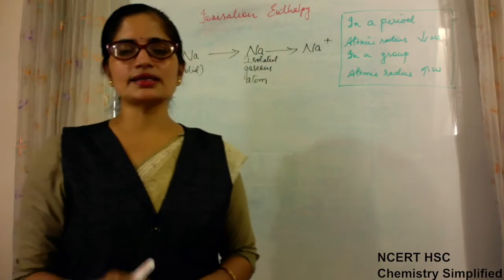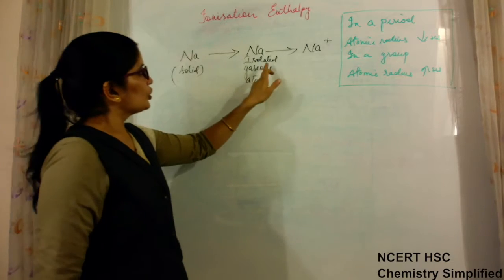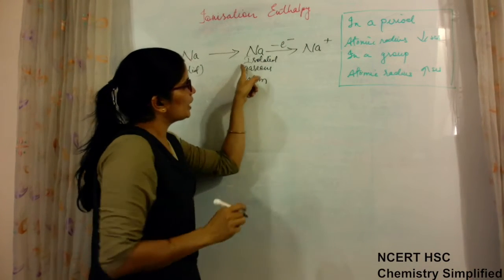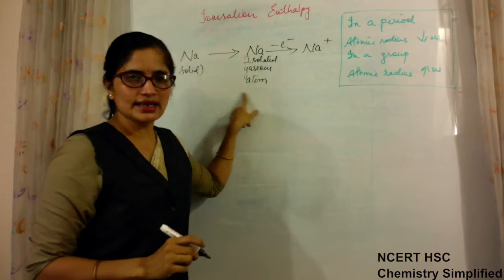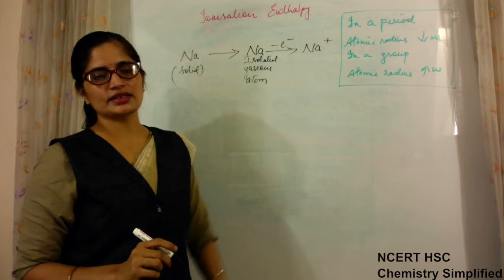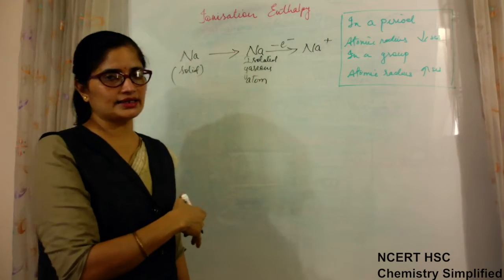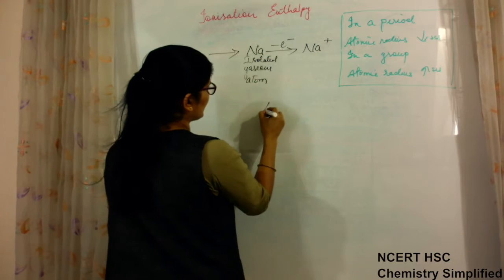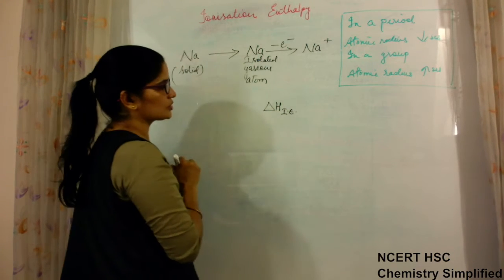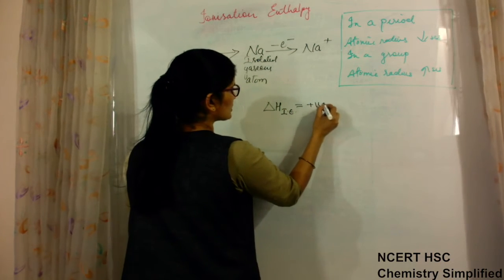Ionization enthalpy is the amount of energy required to remove one electron from an isolated gaseous atom. That energy is known as ionization energy. So that energy has to be supplied. In short, it is called delta H IE. And because it is supplied, its value will be positive.